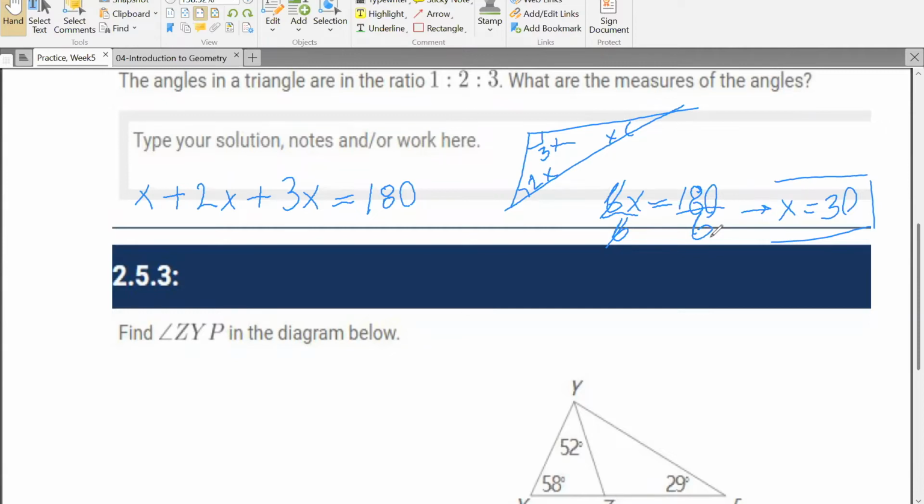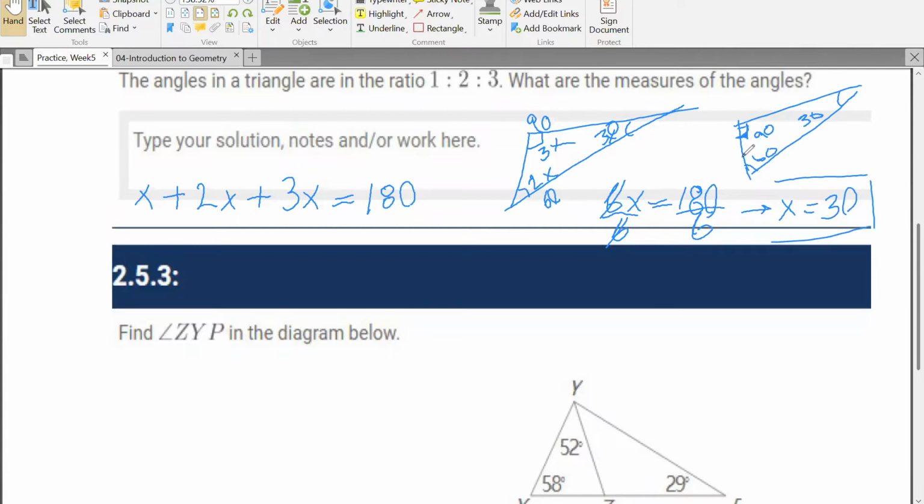So x is 30, therefore this is 30. 2x is going to be 60 because 2 times 30, and 3x is 3 times 30, which is 90. So basically, that's the triangle that we are dealing with. Here is 30, here is 60, and here is 90. So basically, we are looking at a right angle triangle.